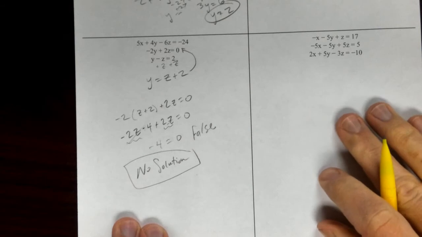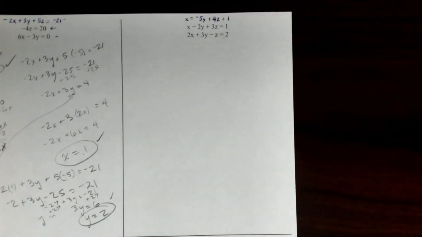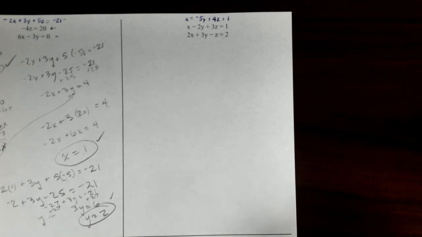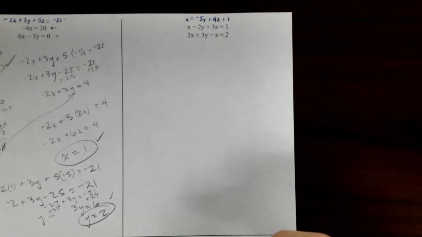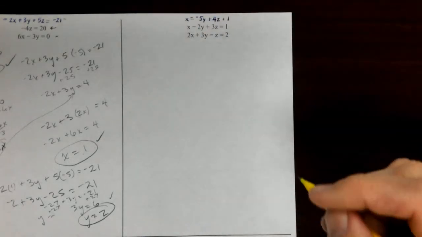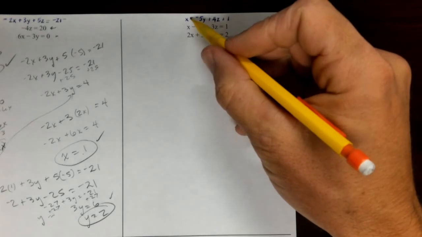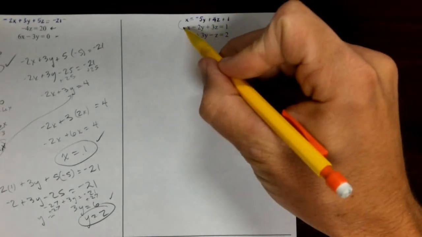Special case here. All right, let's go back up to the right side. So here's my system. Once again, I need to pick a variable to isolate for. It doesn't matter to me. I already have x equals here, so I'm going to choose that one and plug it in. I'm going to substitute that puppy in right there.